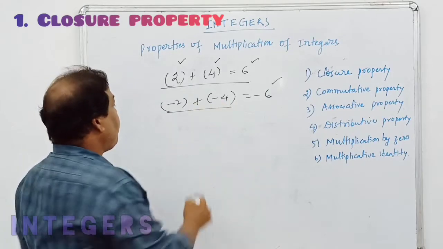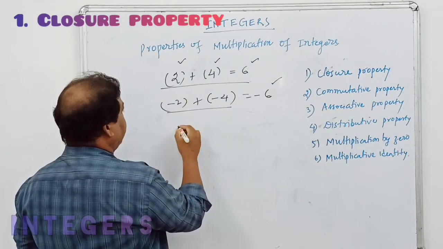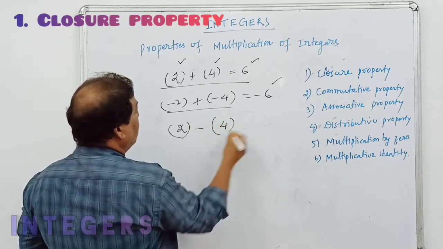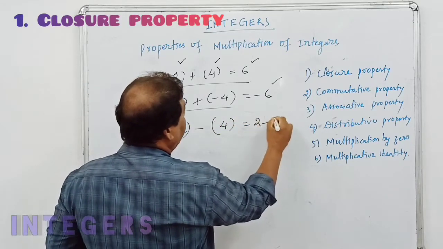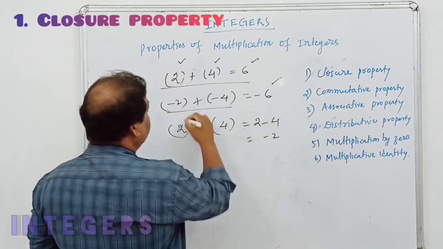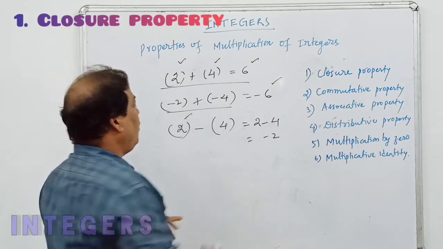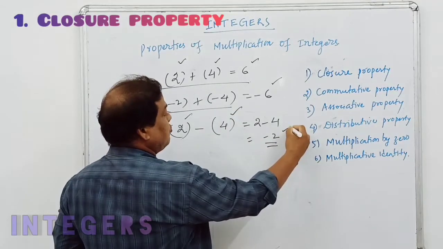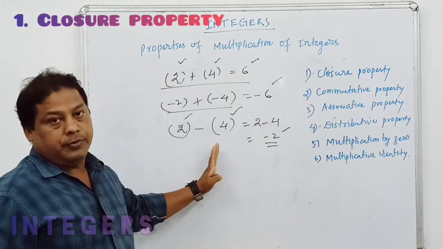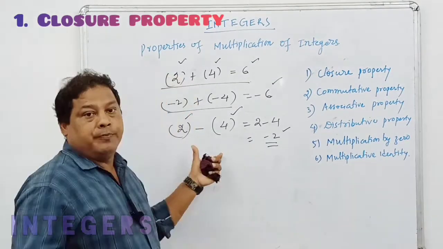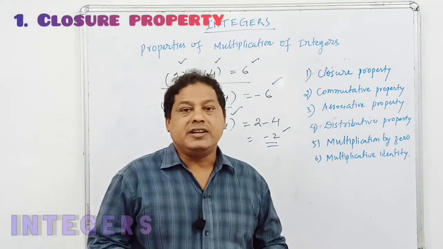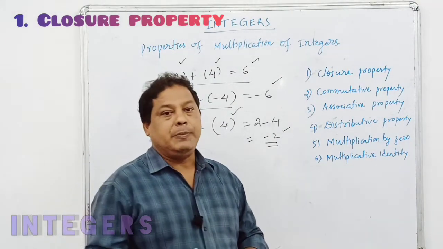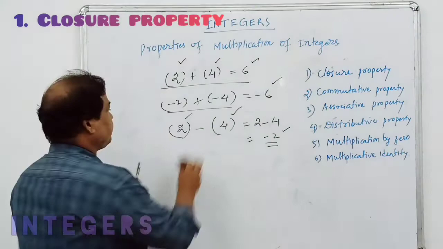You will see in subtraction, 2 then 4. Under subtraction, 2 minus 4 will be minus 2. So 2 is a positive integer, 4 is a positive integer, then the result will be minus 2. Minus 2 is also a negative integer. Therefore, integers are closed under addition and subtraction. Now we will see under multiplication of integers.